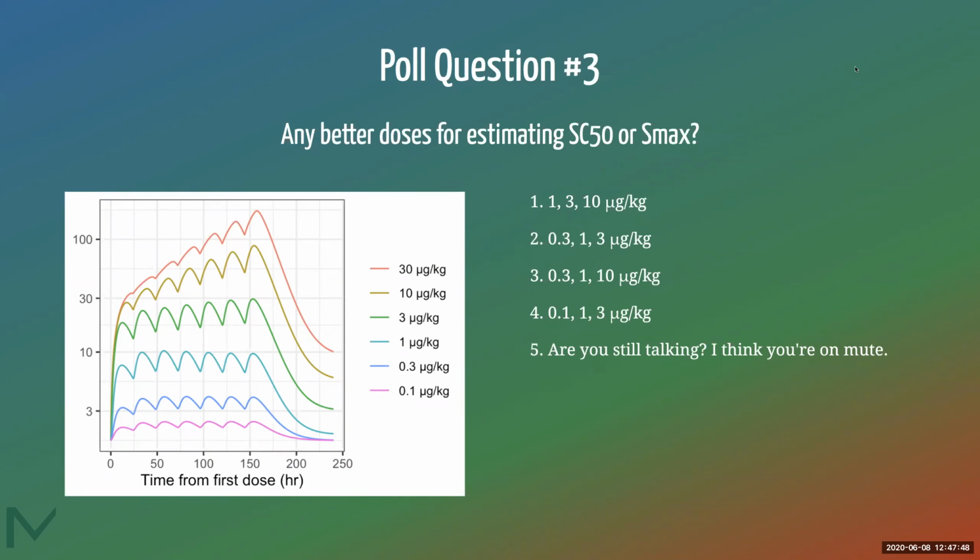Wow, there is a consensus here. Oh, this is great. Okay, so number 3: 0.3, 1, and 10. I think maybe I misled you a bit. Yes, you get a bigger range of doses here. You get from 0.3 all the way up to 10 micrograms per kilogram. It looks like most of you have chosen that. Some have chosen the other options. That's fine too. Let me show you the result.